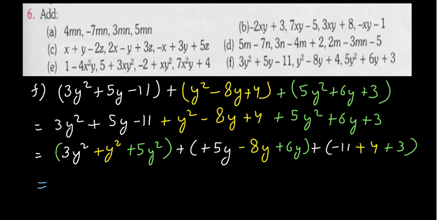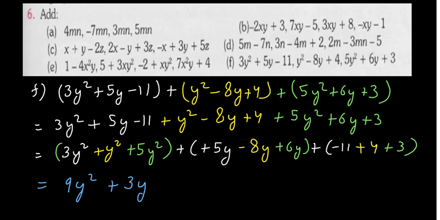3y square plus y square is 4y square. 4y square plus 5y square, 4 plus 5 is 9, so it will be 9y square. Next will be 5 minus 8. 5 minus 8 is minus 3. Minus 3 plus 6 will be plus 3, so it will be plus 3y.